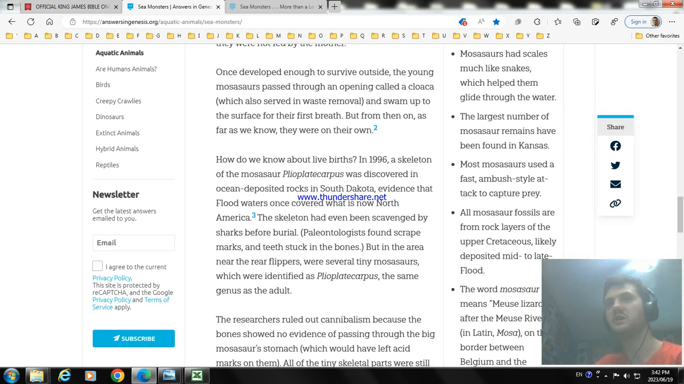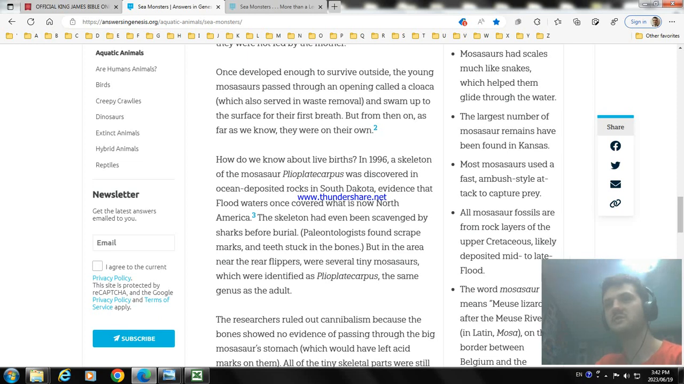And how do we know about live birth? In 1996, a skeleton of the mosasaur Plioplatecarpus was discovered in ocean deposit rocks in South Dakota, evidence of the floodwaters that covered what is now North America. The skeleton had been scavenged by sharks before burial.